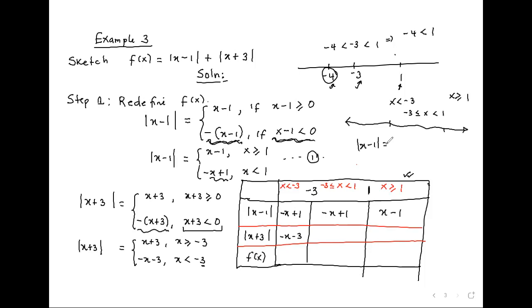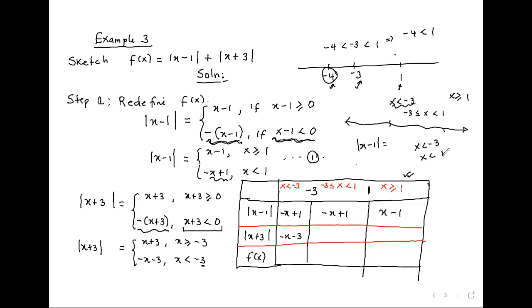What does x minus 1 become when x is less than negative 3? So you understand that when x is less than negative 3, there's no doubt that x is less than 1. Because anything that is less than negative 3 is less than 1. Because negative 3 itself is less than 1.